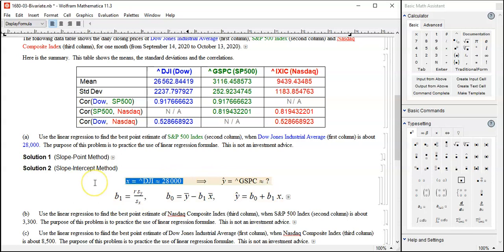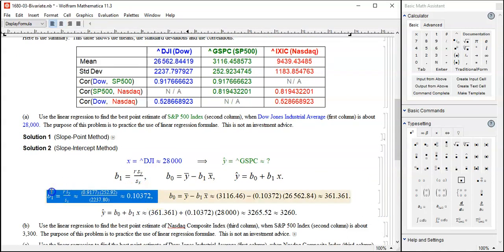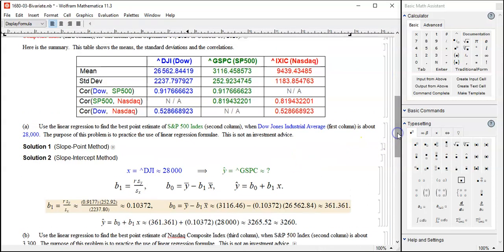The idea is the same otherwise. We know Dow Jones, that's blue, and we don't know S&P 500, that's green. So we know blue, and we want to find out green. That's the idea. Okay, how does it go? Well, here is B1 computation. Plug in all those numbers in.